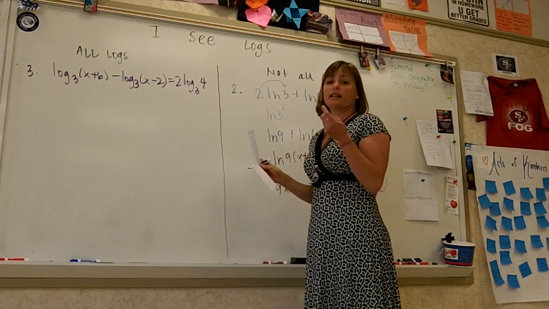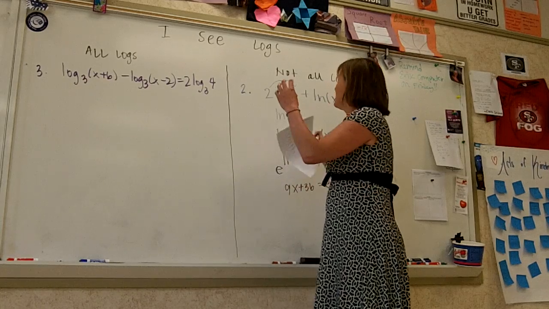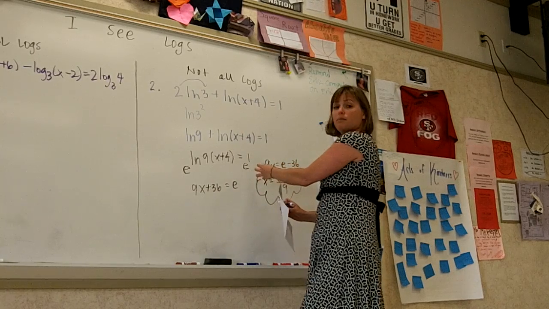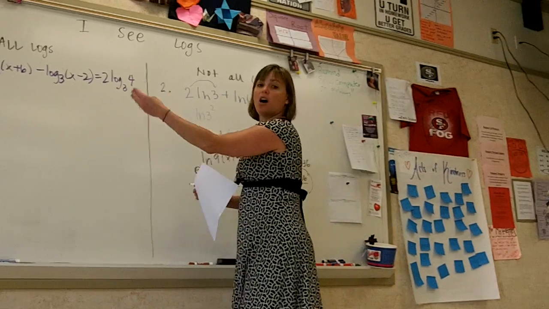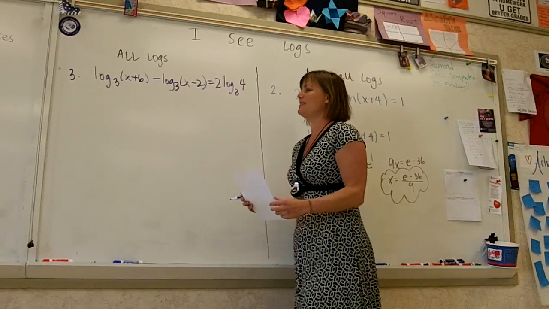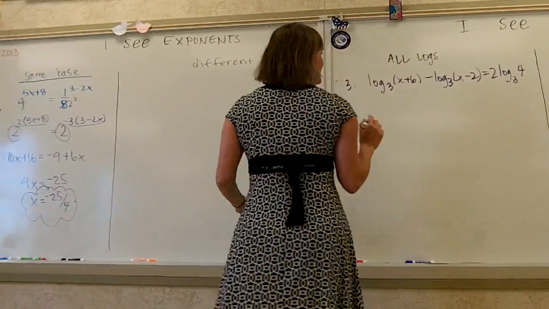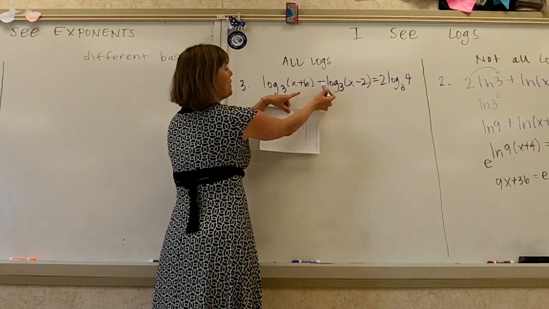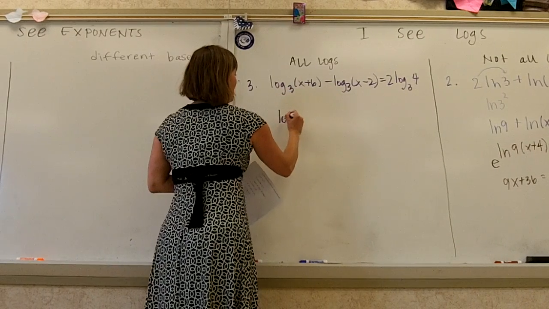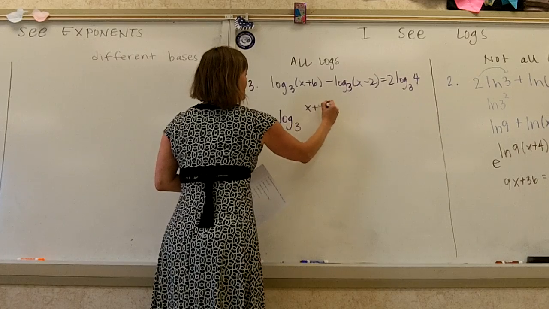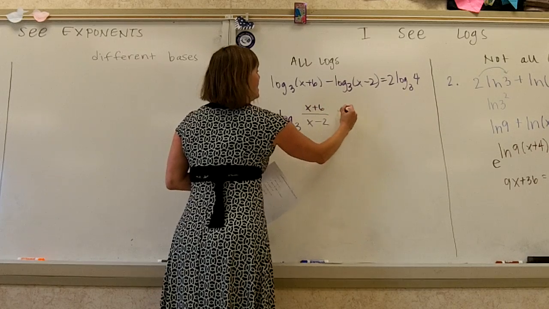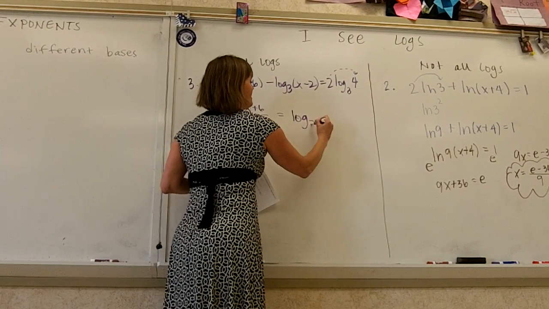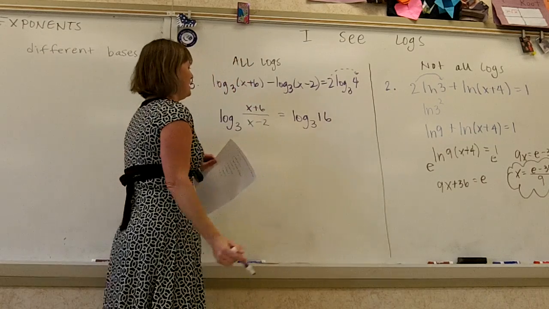Now, what's going to happen here is I need to do exactly the same thing. I need to squish them all together as much as possible, but unlike the problem over here where I ended up with a number, I'm going to end up with logs on both sides. So this one's actually even easier, even though it seems scary because you're like, oh, there's logs in everything. So log property, if I'm subtracting, then all I have to do is divide. So x plus 6 divided by x minus 2 equals, and then I'm going to bring this 2 up, so log base 3 of 4 squared, which is 16.